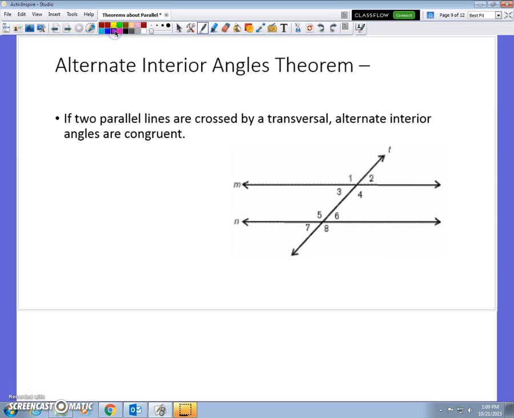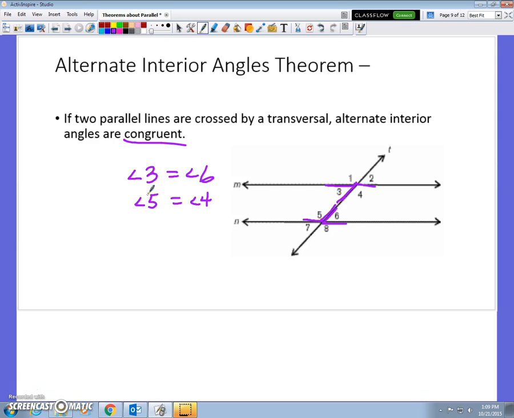Okay, let's use a different color now. Alternate interior angles theorem. That says that if two parallel lines are crossed by a transversal, the alternate interior angles are congruent, once again. So there's all kinds of congruencies here. Interior angles, I only have 4 of them: 3, 4, 5, and 6. Alternate interiors will be angle 3 and angle 6, so I know angle 3 must equal angle 6. Or angle 5 is an interior, and it is an alternate interior with angle 4. They must be equal.